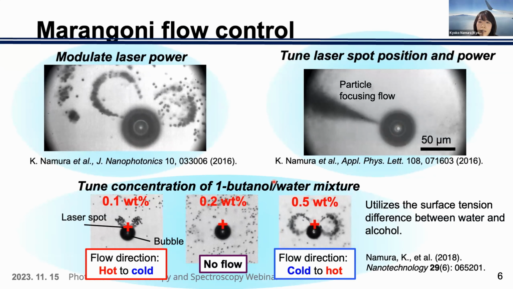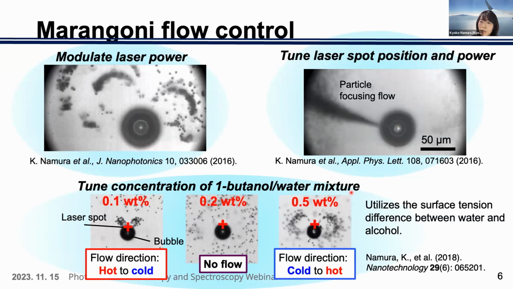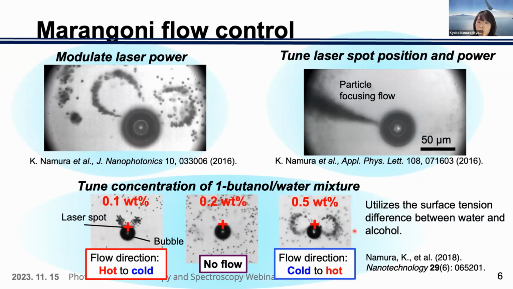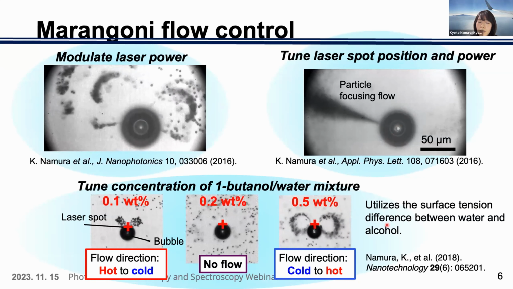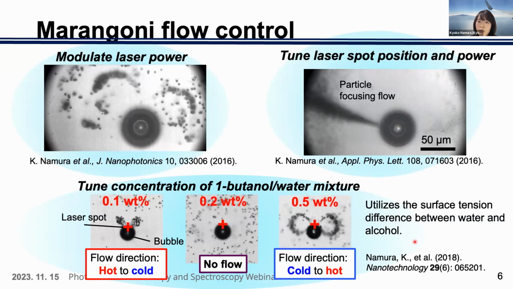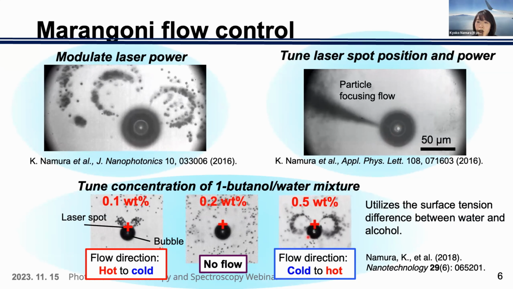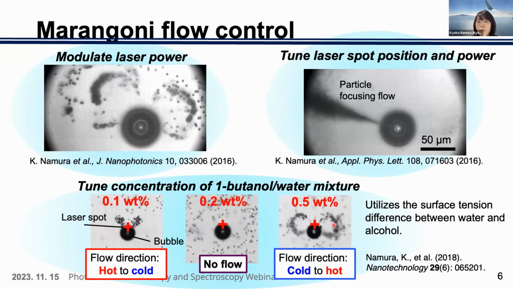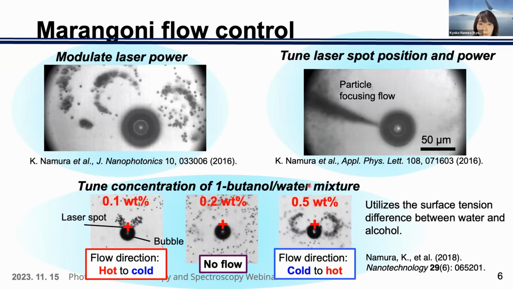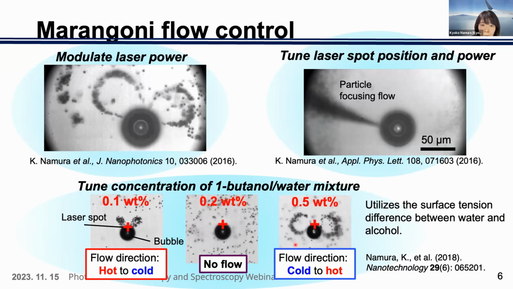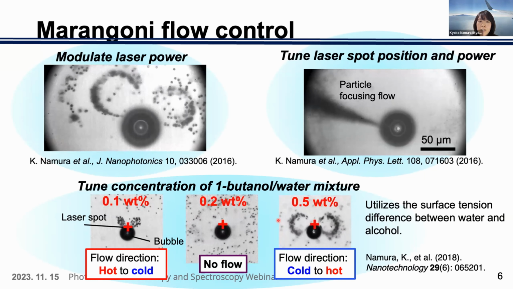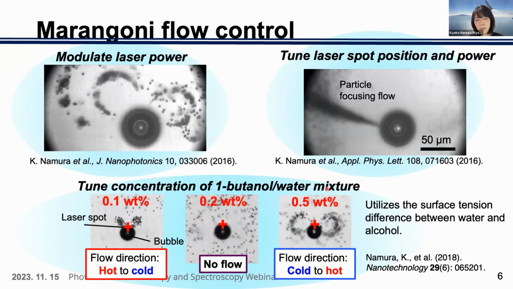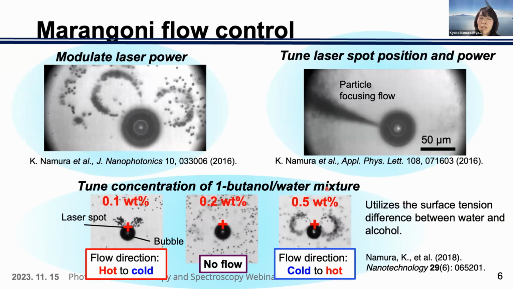Also, by using alcohol-water mixtures, you can tune the flow direction, like in this movie. Here we utilize the surface tension difference between water and alcohol. Due to the thermally induced concentration gradient on this bubble, you can generate rapid flow from the cold to the hot side. It's opposite, but this is still the Marangoni effect, the so-called solutal Marangoni effect.